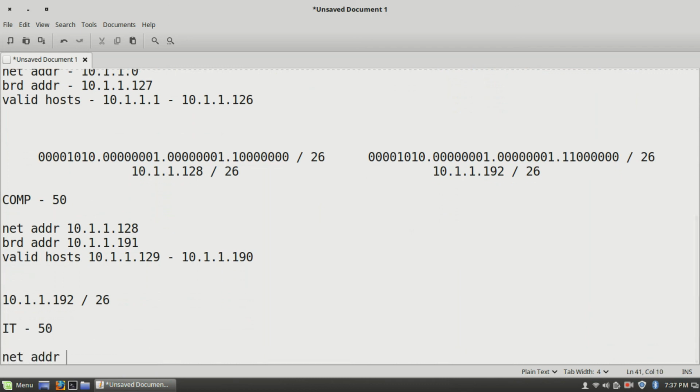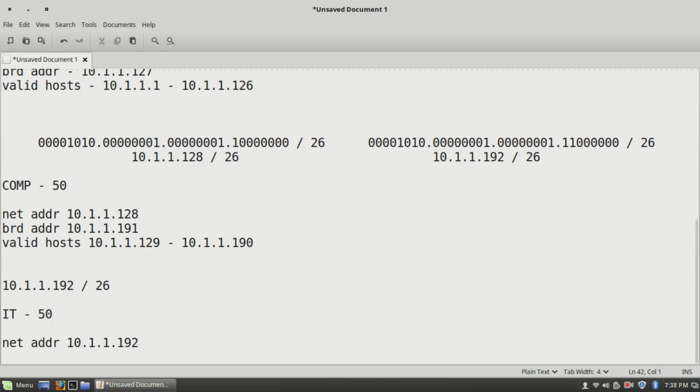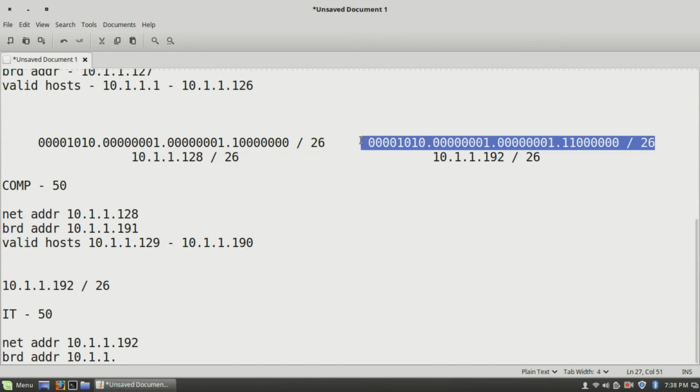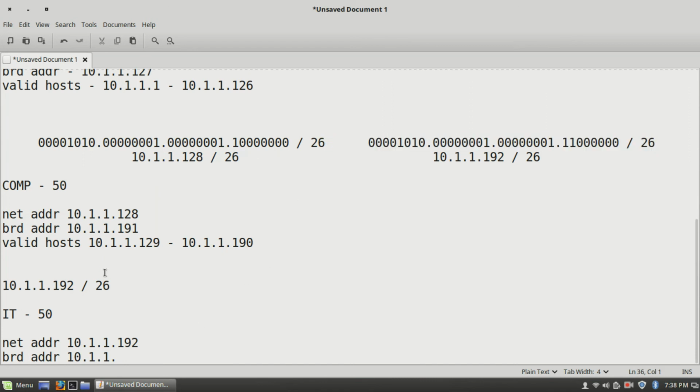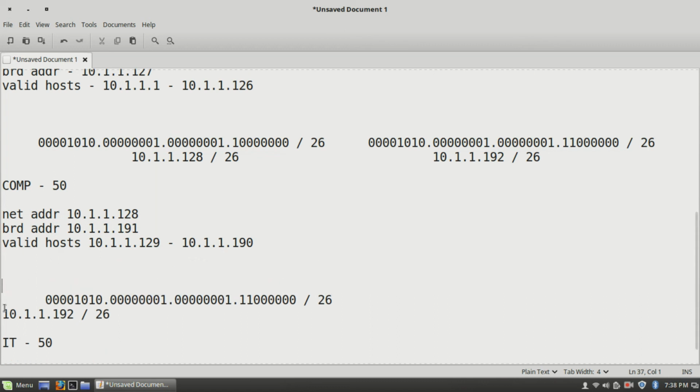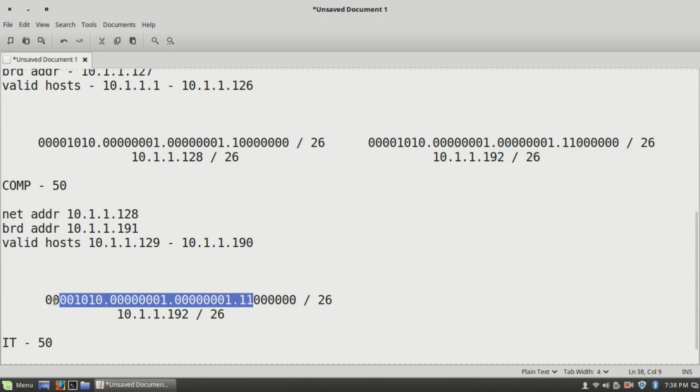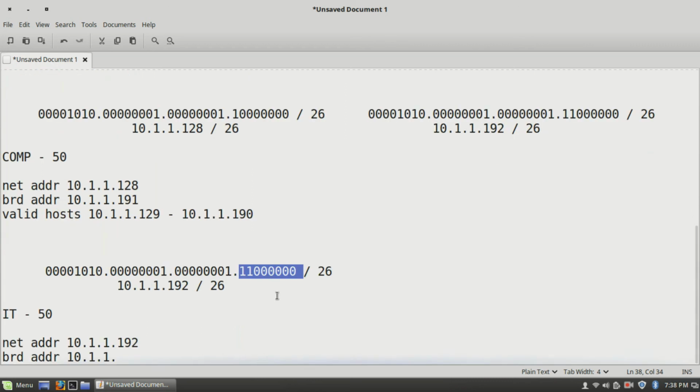The network address would be 10.1.1, the very first IP, which is the IP itself. Network address 10.1.1.192. Broadcast address would be 10.1.1. Again, let me just copy this as well, just for the sake of understanding. Now, if I said that these values will not change, what will change is these values. Okay, if all of these are 1, the last IP is all ones, which is 255, right?